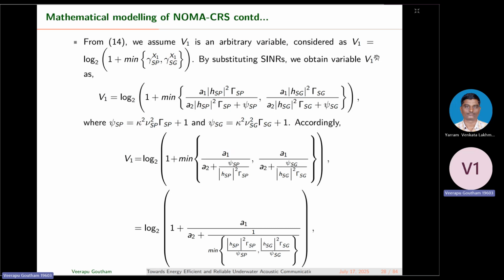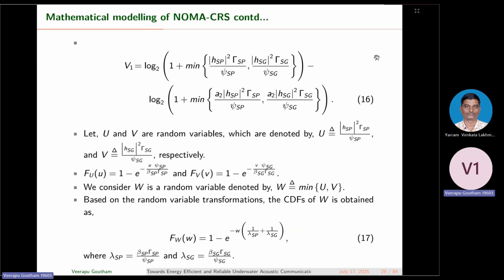Now, please observe here: A1 divided by A2 plus something. Here also A1 divided by A2 plus something is there. Now I need the minimum of this. Minimum is mainly dependent on this one. Okay, I can write the expression like this: the minimum I can bring inside, and A1 by A2 I am taking outside. Then if I bring the minimum, the expression is like this. Okay, then after applying log A by B equals log A minus log B, I am getting this equation number 16. This is equation number 16.